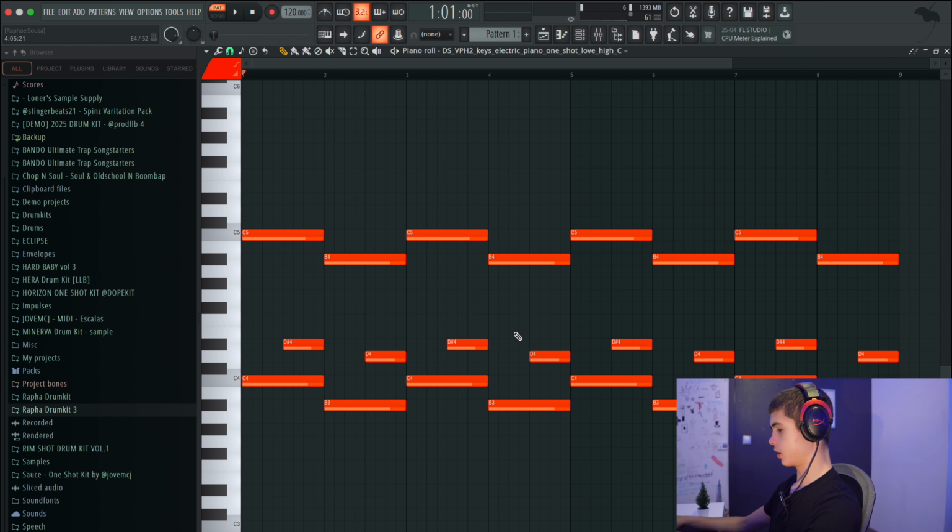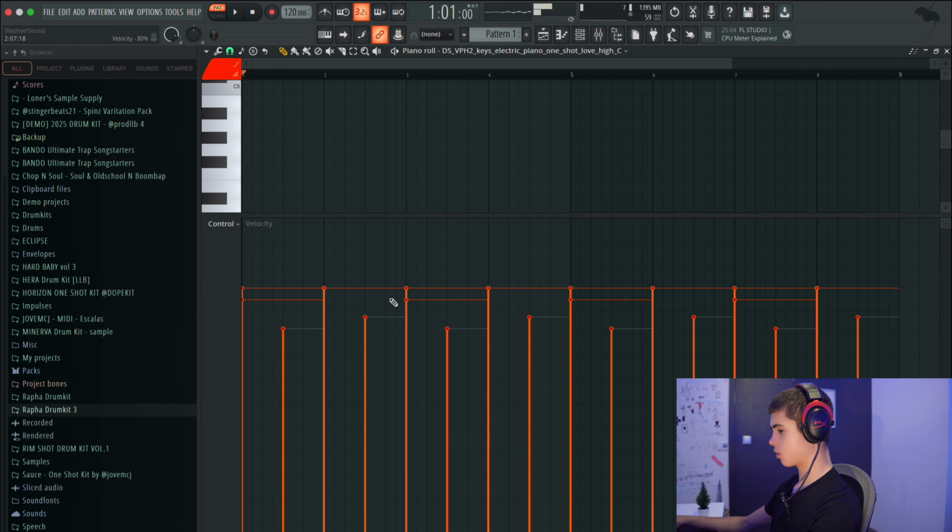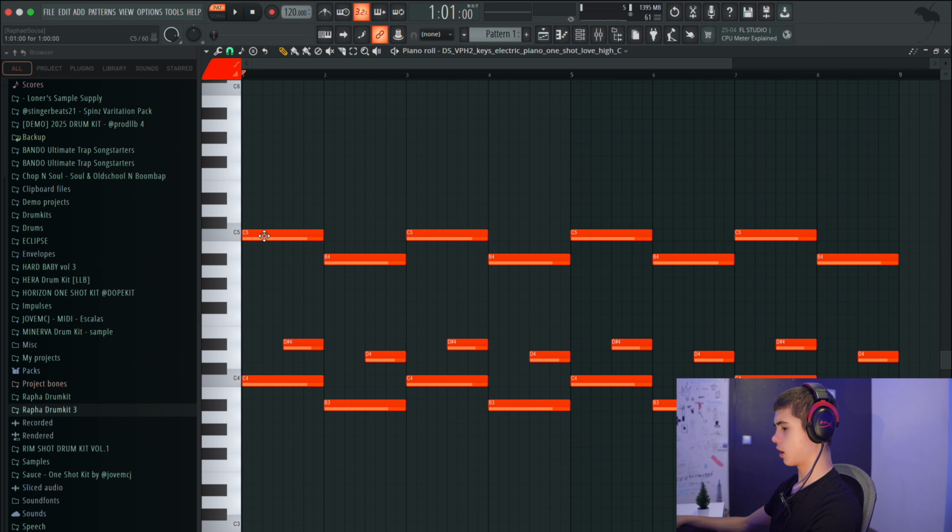So guys, I just made the pattern. Basically, I changed the velocity right here to make it sound more human instead of more robotic. And then basically this is what I did.